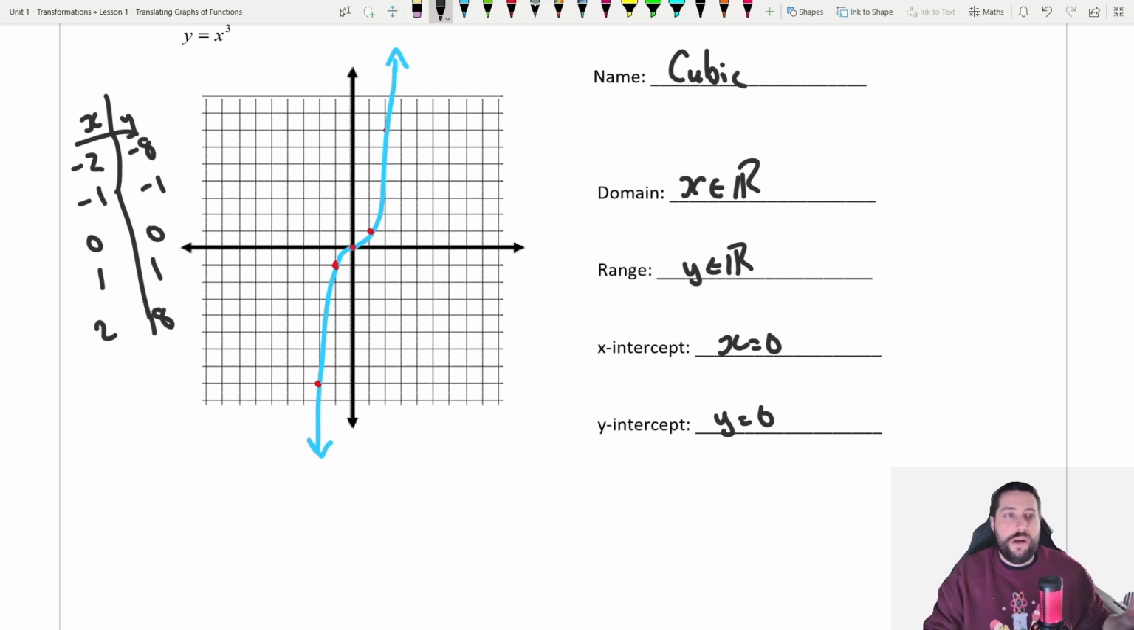And that's where I plotted those points. But that is essentially what a cubic function looks like. And again, what we're going to do is pick up and move these parent functions around. So that's why these are what the original graphs look like. But to sum up, this is what the cubic function will look like.